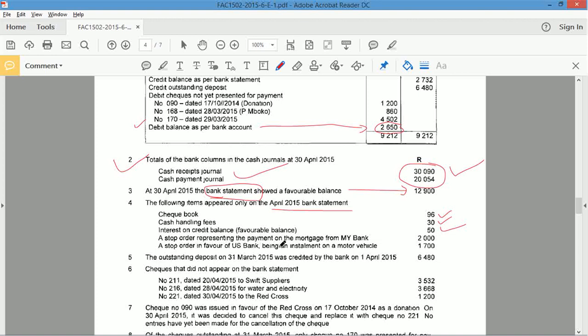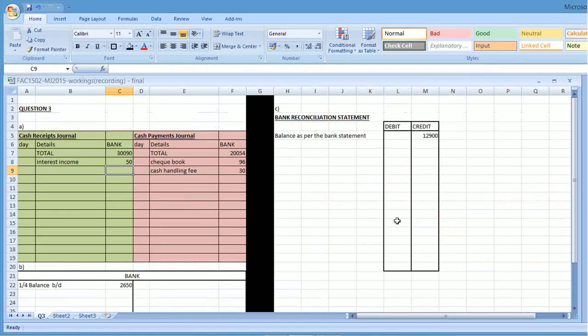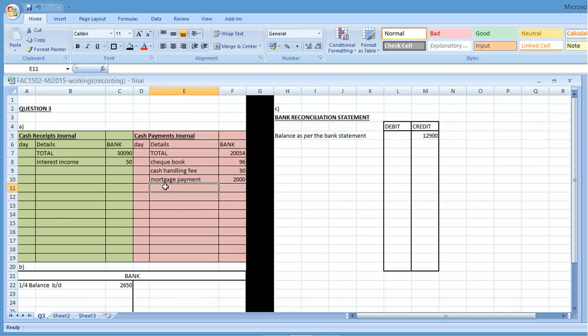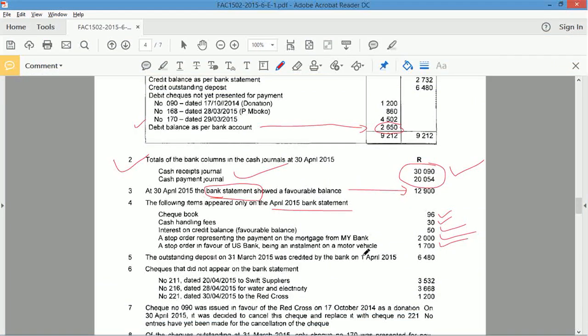A stop order representing a payment on the mortgage. Stop order, that means it comes off your account. 2,000 would be for the mortgage. A stop order in favor of US Bank for installment on a motor vehicle. That's a motor vehicle installment. It's a payment. Yes, we've looked at all of those.